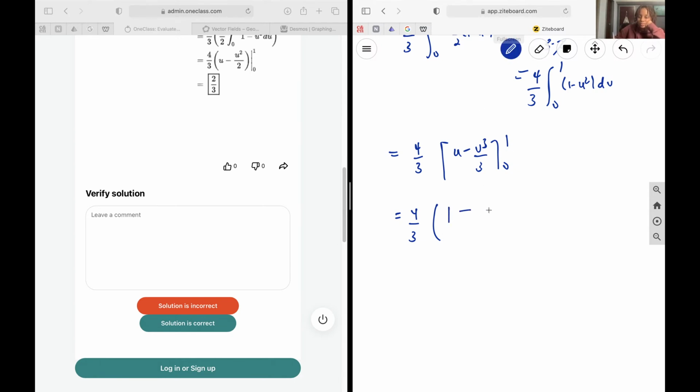This will give me 1 minus 1 over 3 minus 0 over 3. And this will give me 4 over 3 into 1 minus 1 over 3, which will give me 2 over 3. And so finally, that will give me an answer of 8 over 9. 1 minus 1 cubed over 3, 2 over 3. So this will give me 8 over 9 as my final answer.